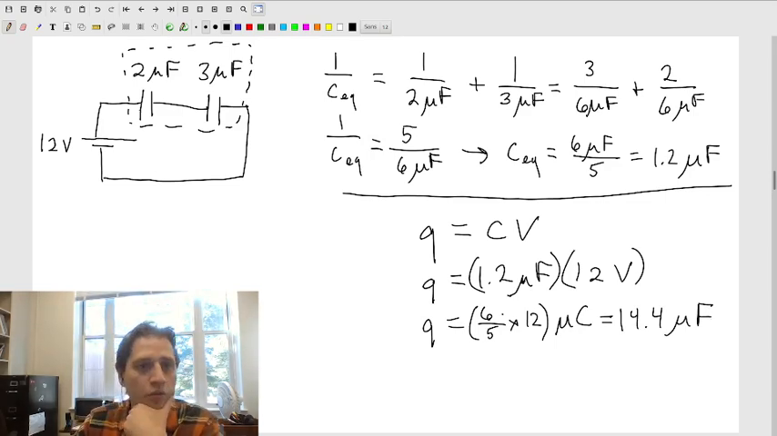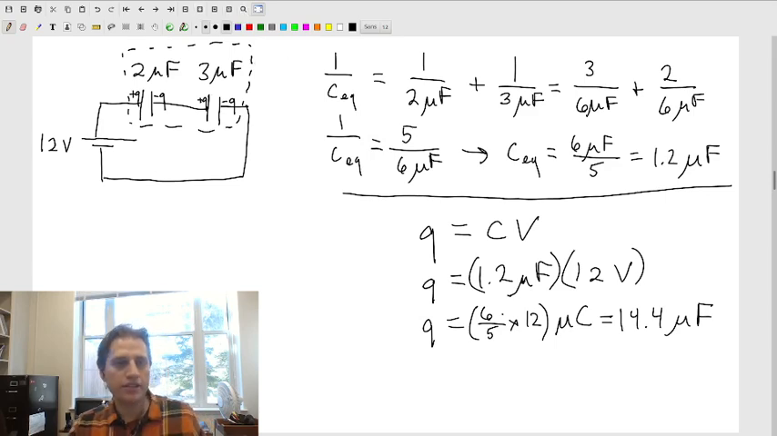Okay, so what does this mean? This means that I have a plus 14.4 microcoulombs on this plate, a minus 14.4 microcoulombs on that plate, plus 14.4 microcoulombs on this plate, minus 14.4 microcoulombs on this plate. And because this charge is the same as that charge, this looks like one old big capacitor. All right, so that's the idea that we're thinking of when we have a series circuit.